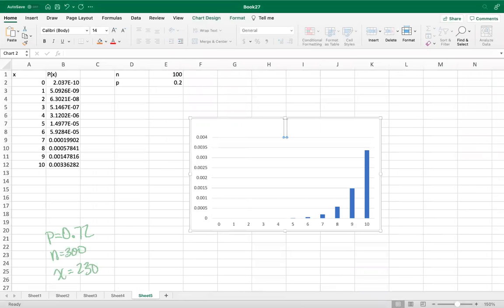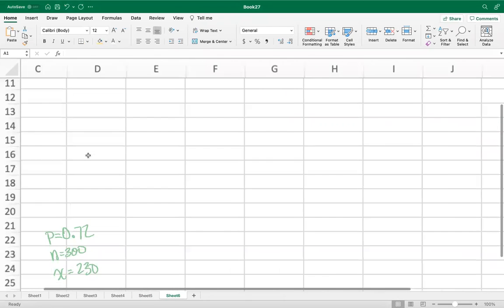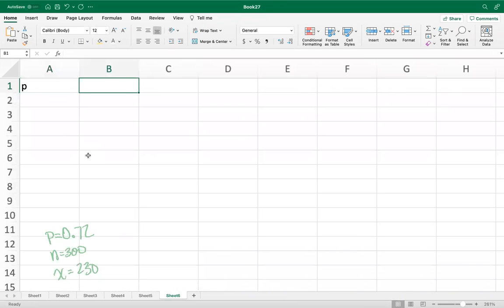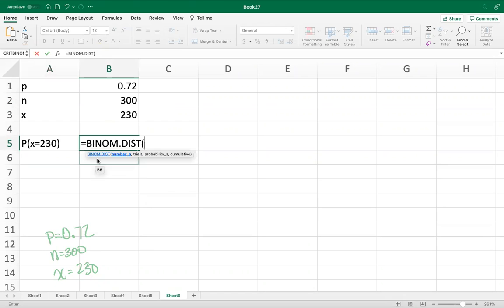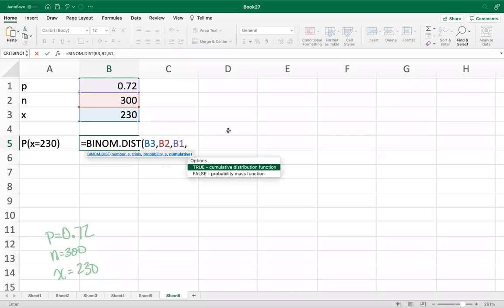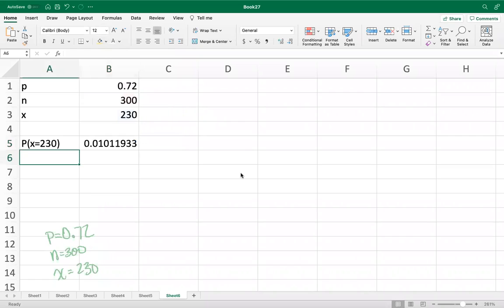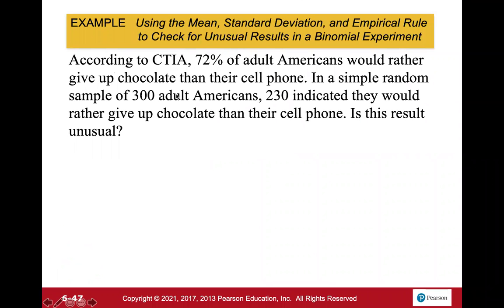And let's see what that probability is. So P is 0.72, N is 300, X is 230. So now what we're looking for is the probability of X equaling exactly 230. So this is equal to the binomial distribution. Number of successes, we want 230. Number of trials, we have 300. Probability of success, 0.72. Cumulative, false, because we want to see exactly 230. So 0.101. It looks a little rare, but I'd say that it isn't that unusual. Let's see what they say.